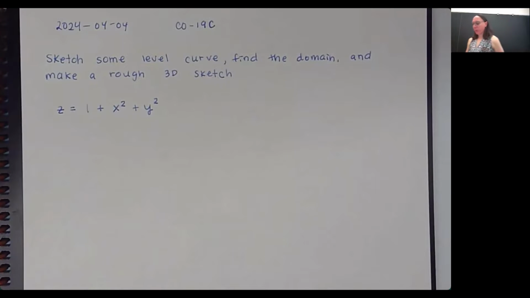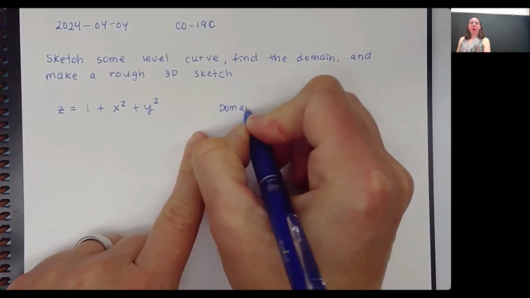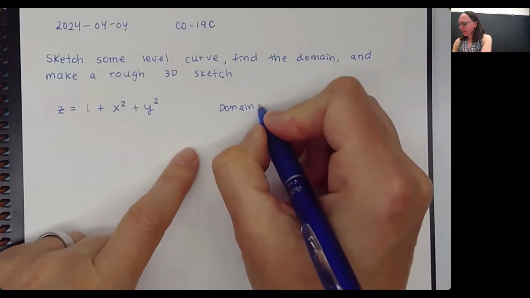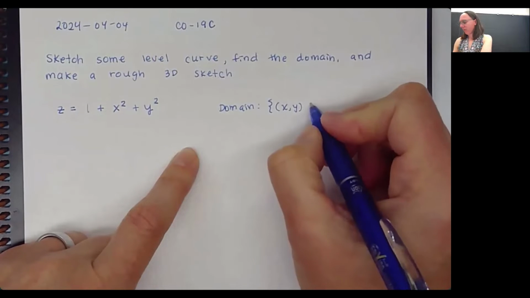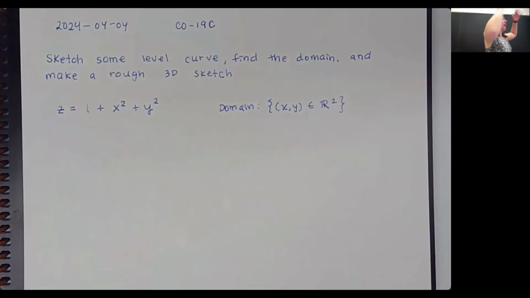I don't have any of those here. So in terms of my domain, I know that my domain is all real numbers, but because we're talking about a function of x and y, our domain is actually the set of points x and y everywhere in R2, meaning the entire xy plane will give valid heights for our z function.